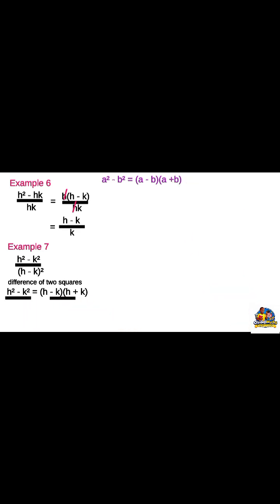Divided by the denominator now. Denominator is h minus k raised to power 2. Anything raised to power 2, you are going to write it 2 times. That is h minus k, h minus k. You write it 2 times because it's raised to power 2. So h minus k cancels h minus k. So we are going to be left with h plus k over h minus k. Right, so that's the answer.